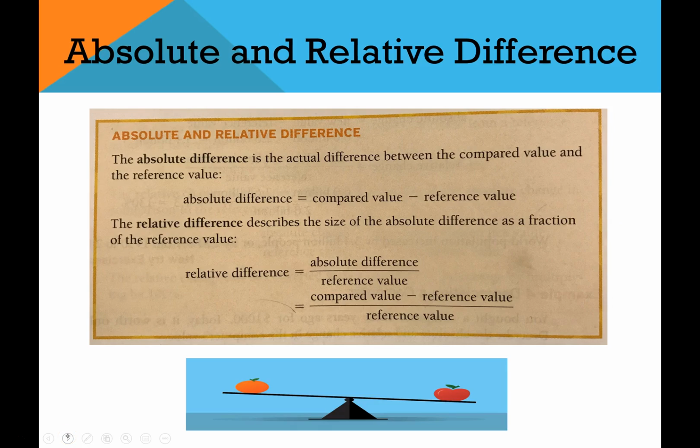So the absolute difference is the actual difference between the compared value and the reference value. So the absolute difference equals compared minus reference, and you're going to want to write these formulas down. The relative difference is the same thing as relative change with the formula, n minus o over o, except this time we're going to use the phrasing compared value minus reference value. So pause this video right now, please, and get those notes in. Okay, let's move to the next slide.